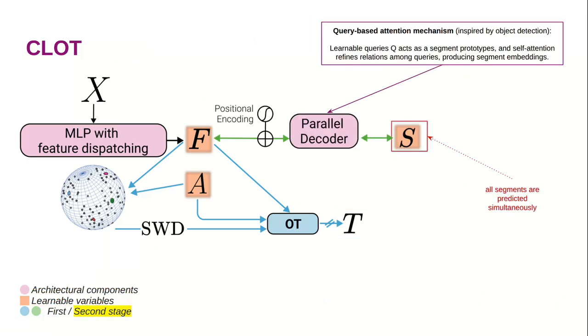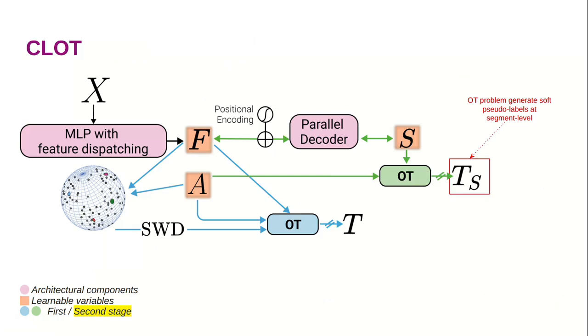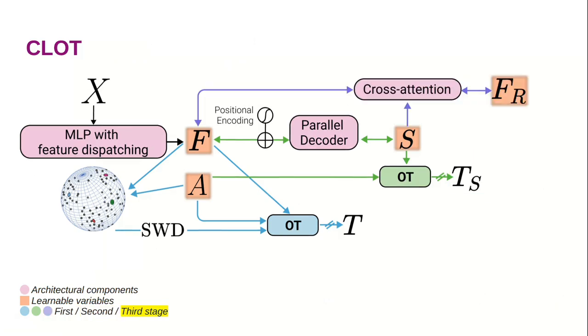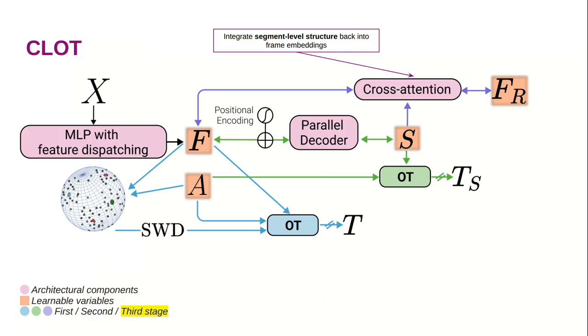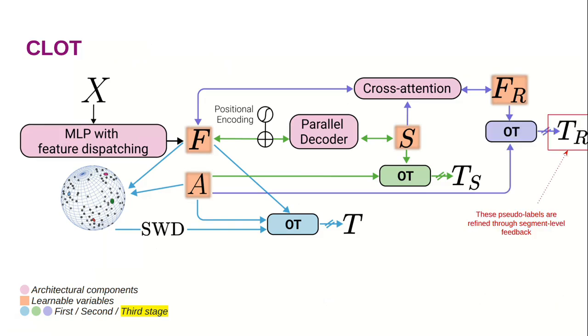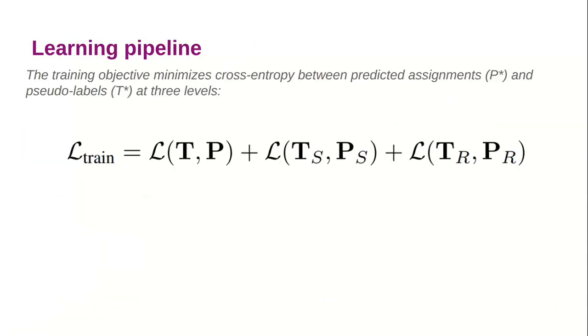In the second stage, we use a query-based attention. Instead of decoding actions one by one, we predict them in parallel using query embeddings as segment prototypes. This avoids error accumulation. Once we have these segment embeddings, we again define an OT problem. This produces another set of soft pseudo-labels, now at the segment level. After decoding, segment embeddings act as teachers for the frames. Through cross-attention, frame features are refined with this segment-level information. In the final OT step, these labels are refined through segment-level feedback. Frames improve segments, and segments refine frames. That's the closed loop in CLOT.